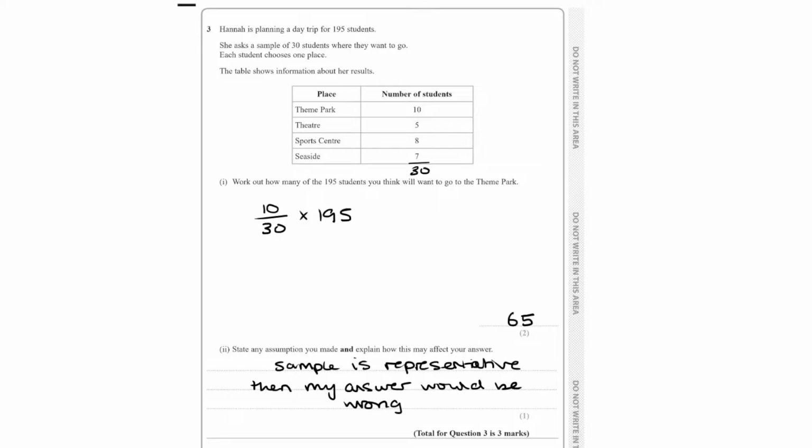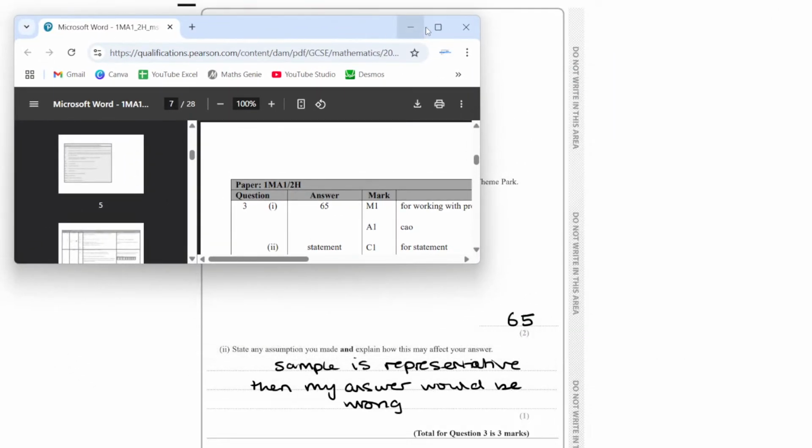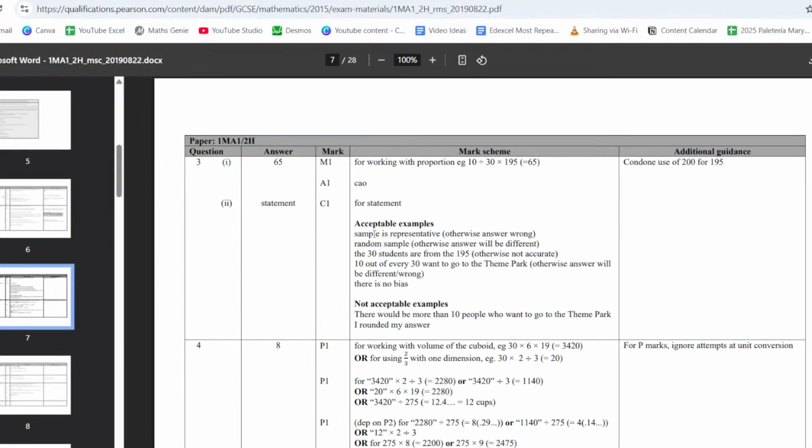So let me grab the mark scheme just so you can see a few of the worded answers, because there's multiple suggestions that they had. You can see here, sample is representative, otherwise answer is wrong. You could say your assumption was it was a random sample, otherwise the answer would be different. Your assumption was that the 30 students are from the 195. Because if you just took 30 students from a random other sample, then that's completely irrelevant, isn't it? Otherwise it wouldn't be accurate.